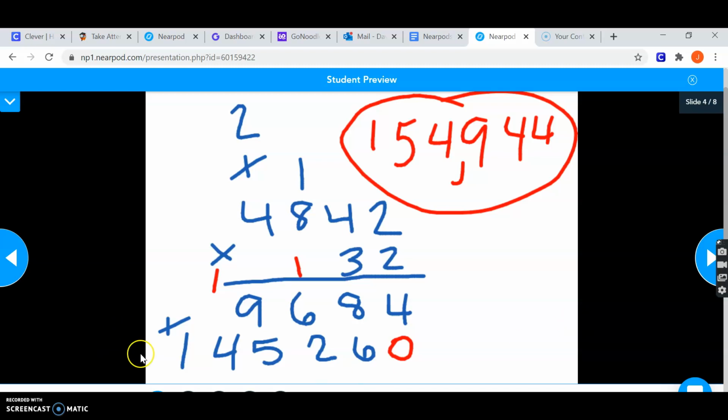Okay, so on the next slide, I'm going to have this exact same slide there, but without my writing. And I want you to go ahead and solve the problem. So you just did it on your desk with me. Now I want you to do the same problem on your own, and you should get 154,944 as your answer.